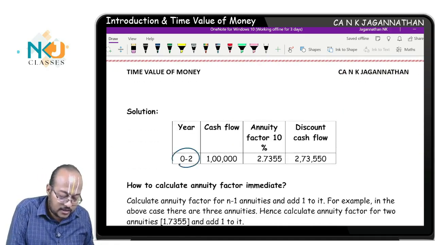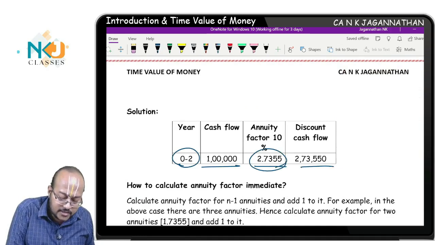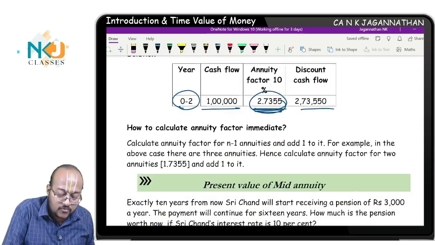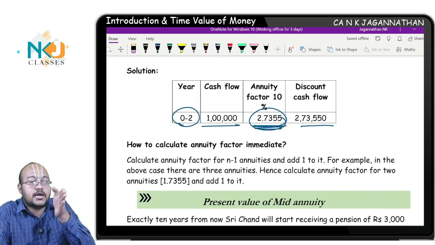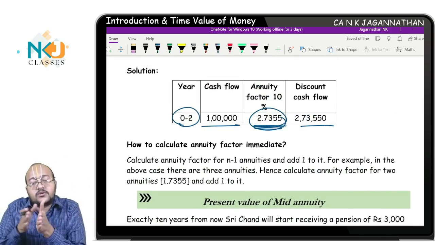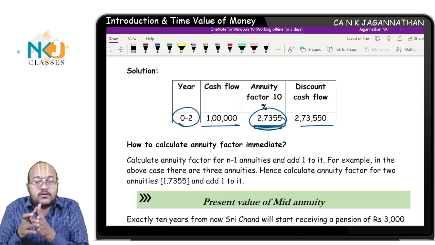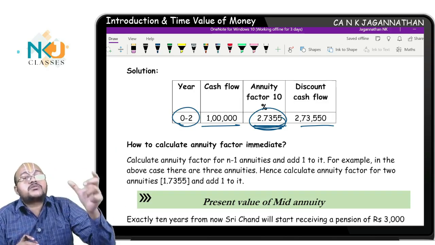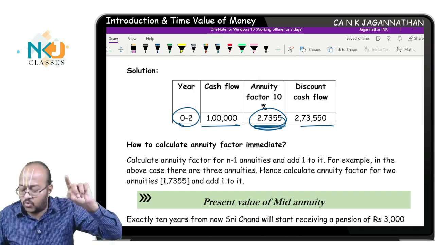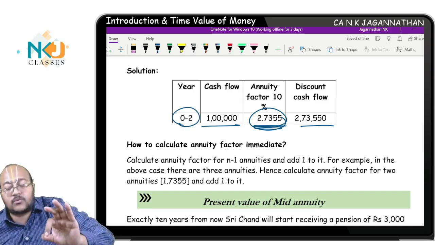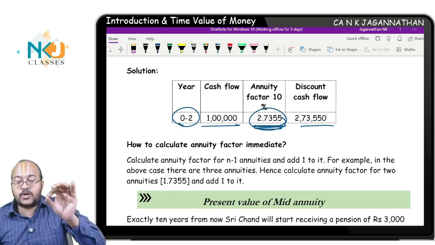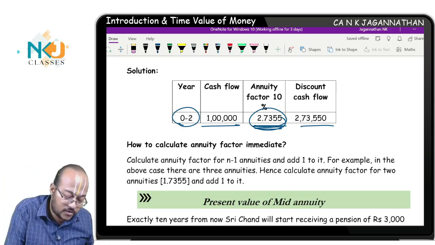Very simple. Here you can see year 0 to 2, 1 lakh. How to find this annuity factor 2.7355? Very simple. You have 3 years of installments. For the first cash flow, the annuity factor is 1. So for the next 2 years you take the annuity factor as we do normally, instead of 3 you just cumulatively collect 2. Correct? You take 1 divided by 1.1, press equals 2 times in the calculator, press GT, you will get 1.7355. Then add 1 to it, you will get 2.7355.